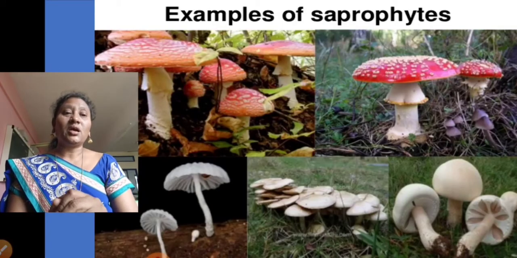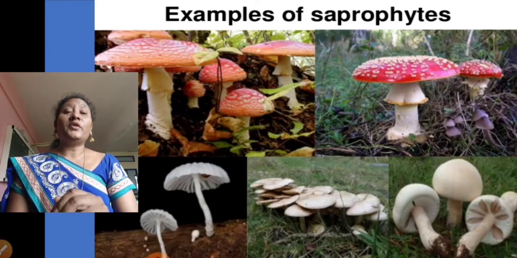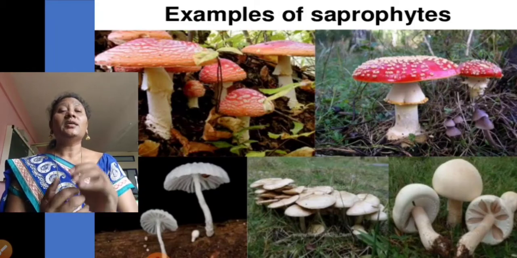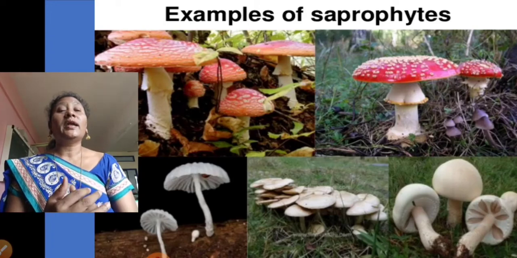You can see here mushrooms. These are fungi. They grow on dead plants, most of the dead plants. So the fungus and the bacteria act on the dead materials and convert them into a decaying condition.